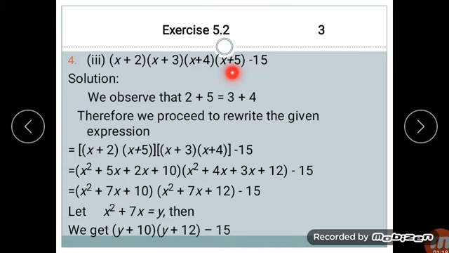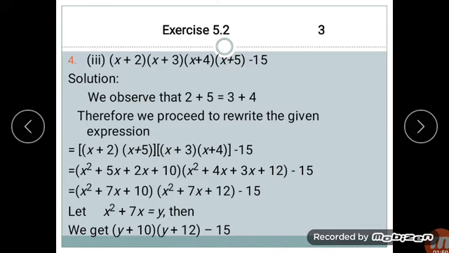Here you can see that you have the expression (x plus 2) into (x plus 3) into (x plus 4) into (x plus 5) minus 15. You are supposed to factorize this expression. Basically, this expression can be solved by multiplication of all these brackets and then going with further calculation. But if you multiply all these brackets with each other, the expression will get very lengthy and it will be difficult and time-taking to solve. So therefore we will not go by multiplication of these four brackets.